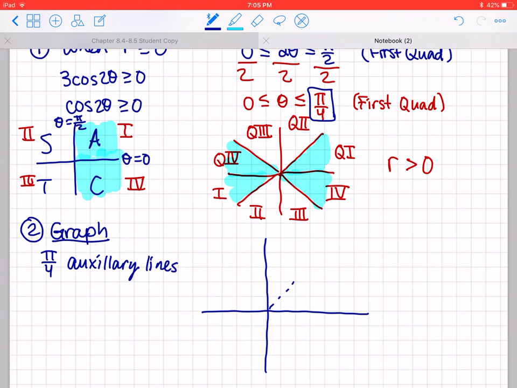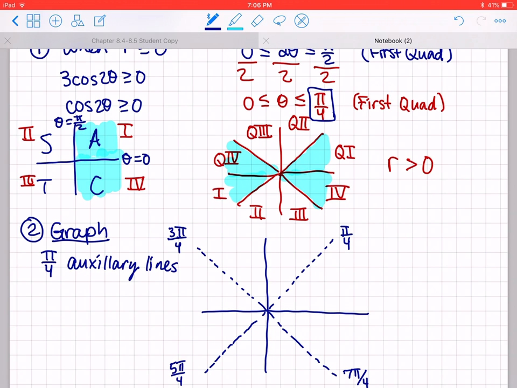So here's our first auxiliary line. This is pi over 4. Here's our next auxiliary line. Pi over, 3 pi over 4. 5 pi over 4. 7 pi over 4. All right. And so then we just want to go around and see what's happening.